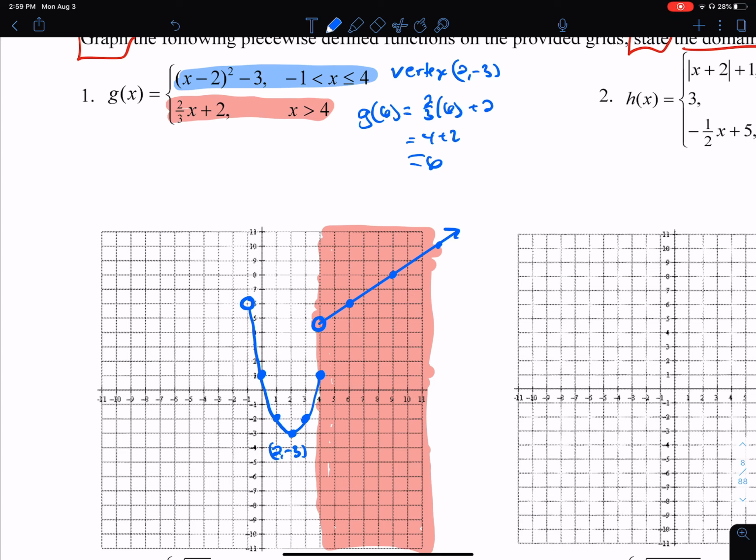Let's check out number 2. Just 1 second, I got displaced again.